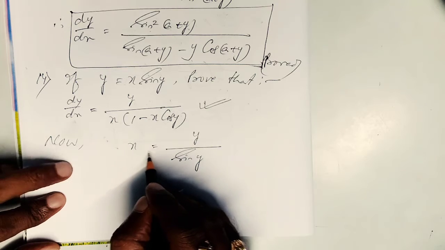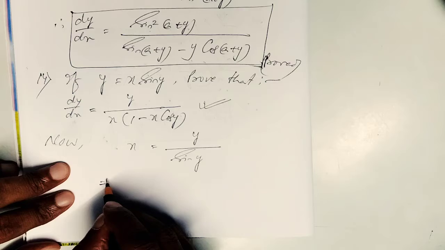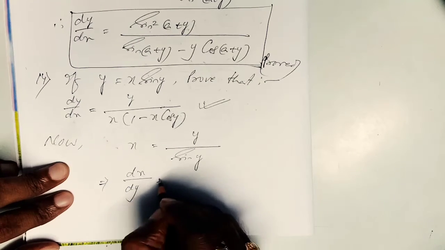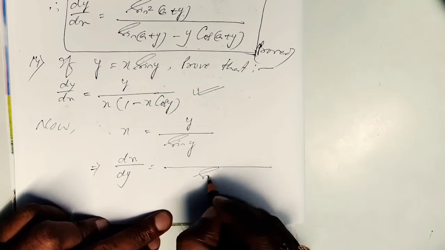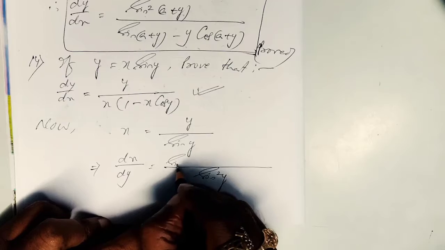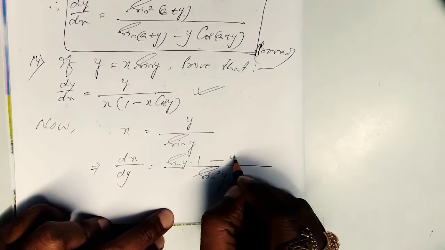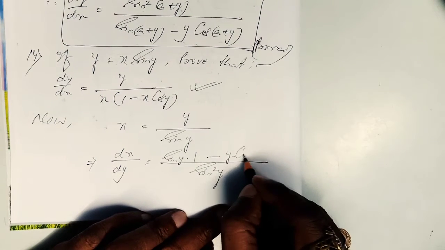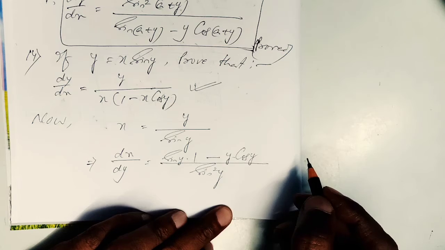Y by sin y. Then differentiating both sides, dx by dy. The formula is sin square y. This will be sin y into the derivative of y, that is 1, minus y into the derivative of sin y, that is cos y. Yes or no?